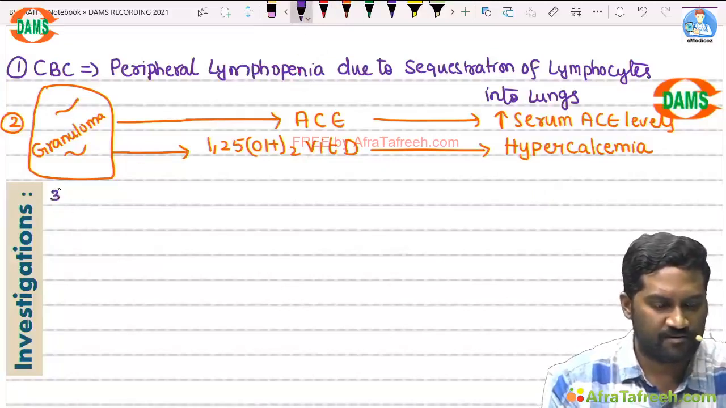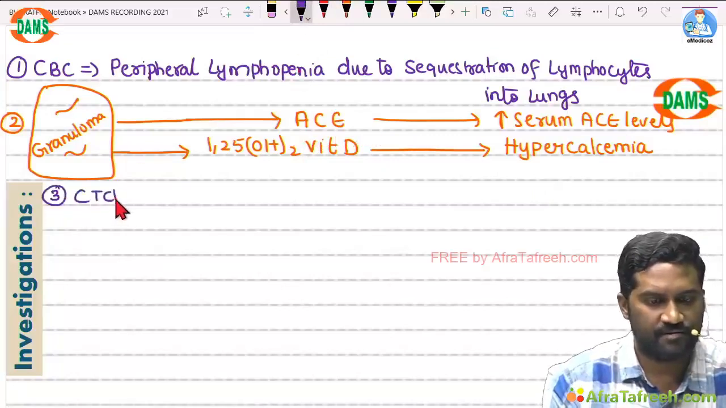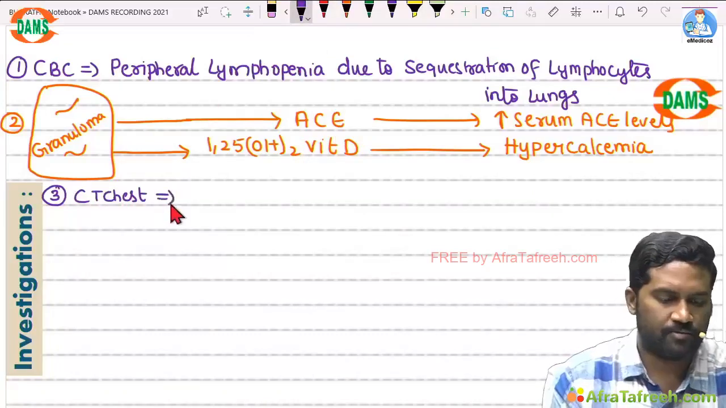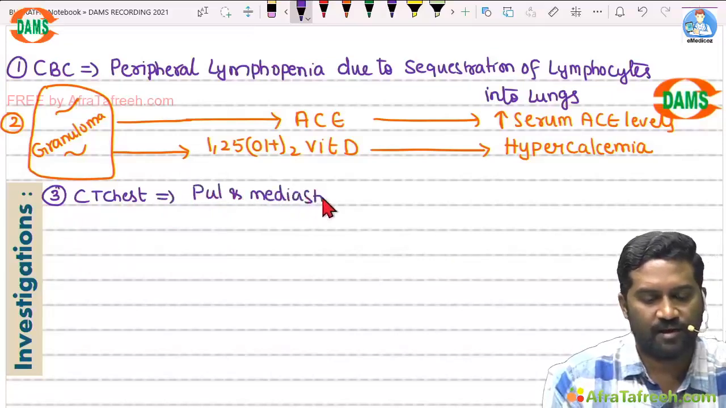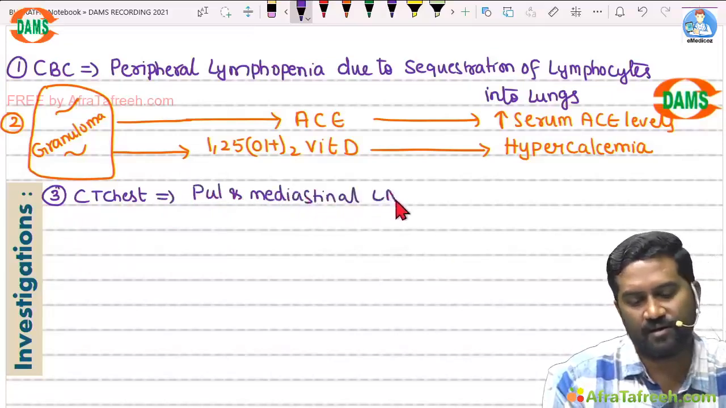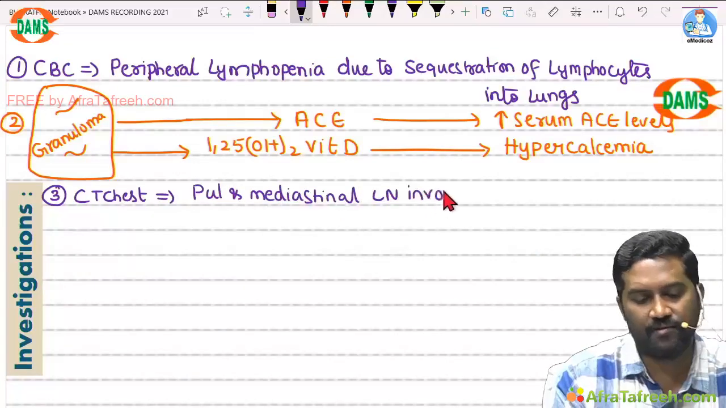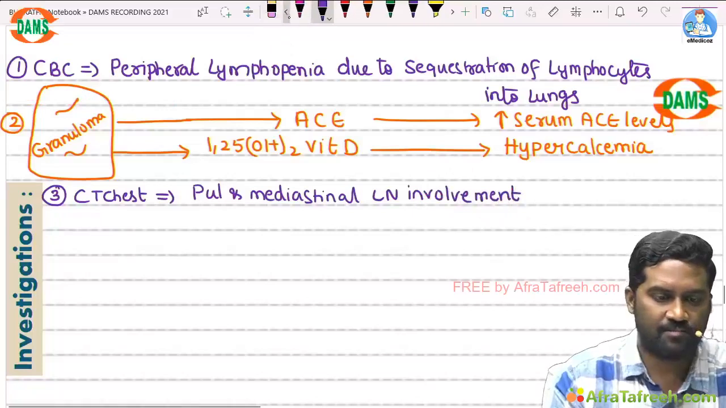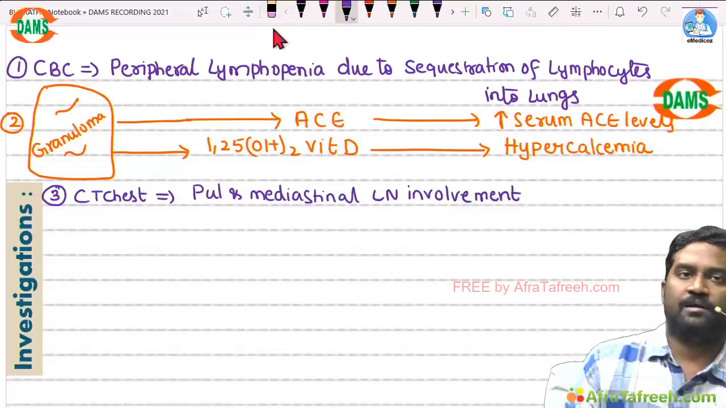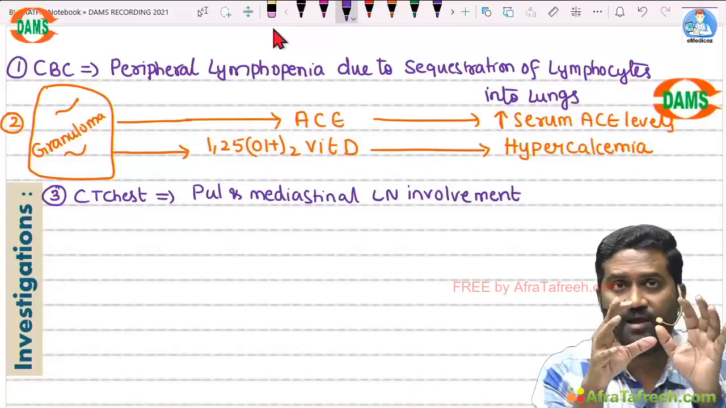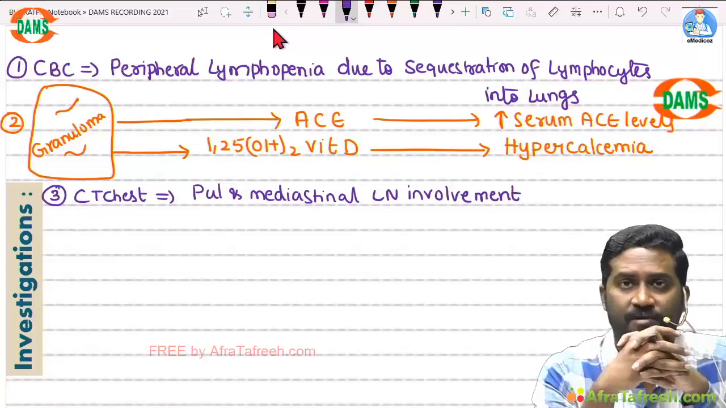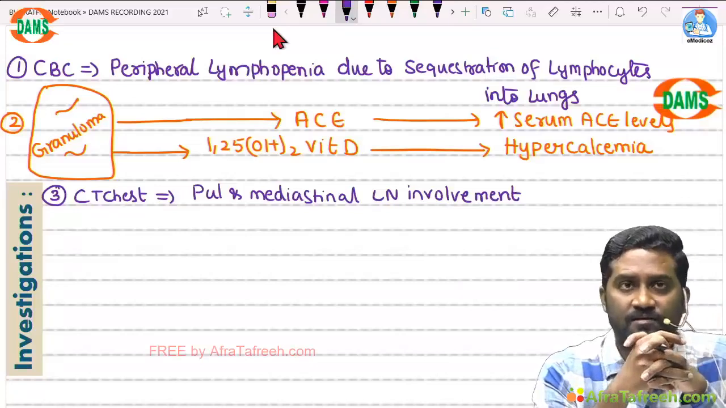Then CT chest. CT chest will help me to know the pulmonary and mediastinal involvement, to see whether the lung is involved, whether mediastinal lymph nodes are getting involved. But in our country there is another common disease which has lung and mediastinum lymph node involvement. What is that? It is TB.